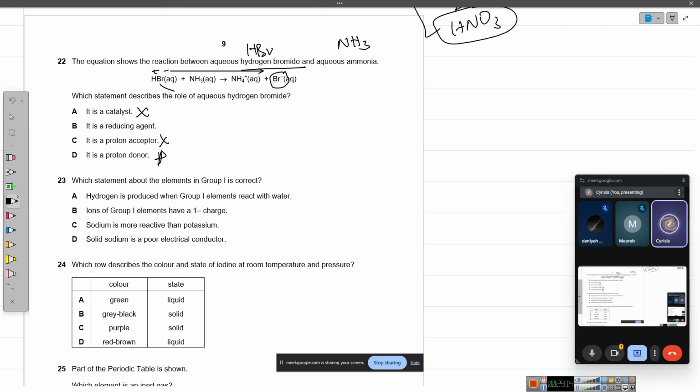It has only given an ion, but there is no electron exchange. So this is not a redox reaction. It is basically a neutralization reaction, right? So this is also gone. So D is our option, right?